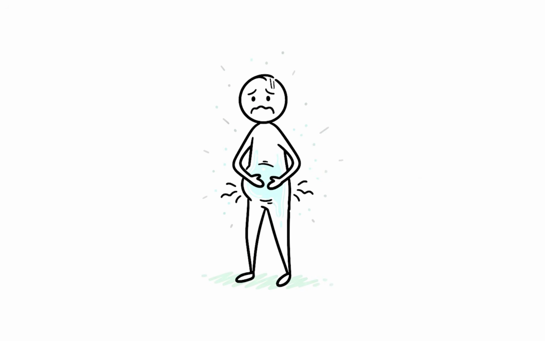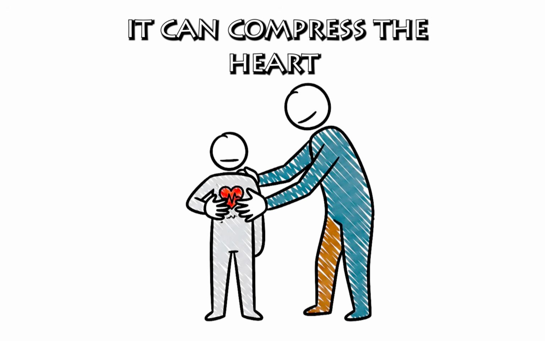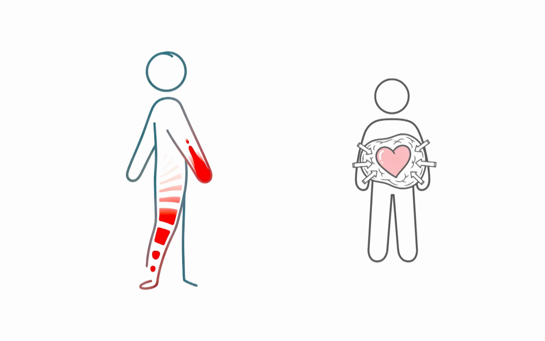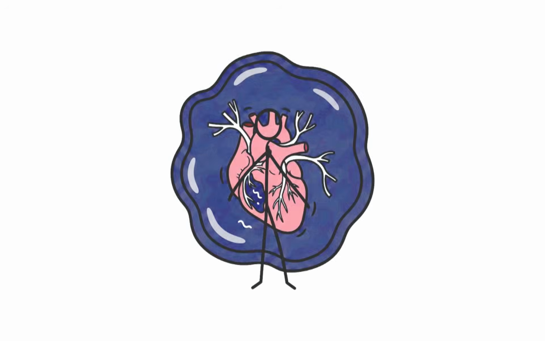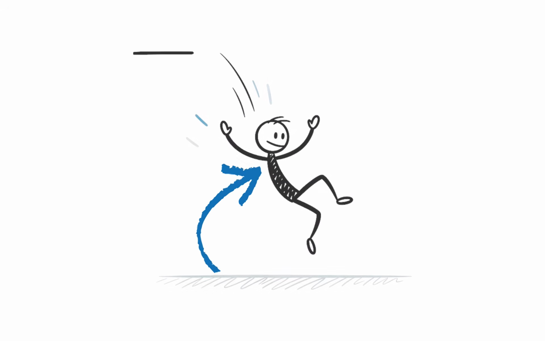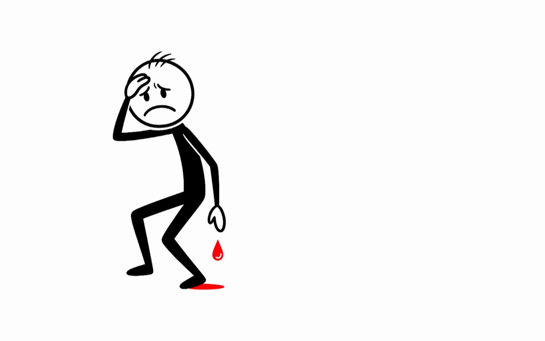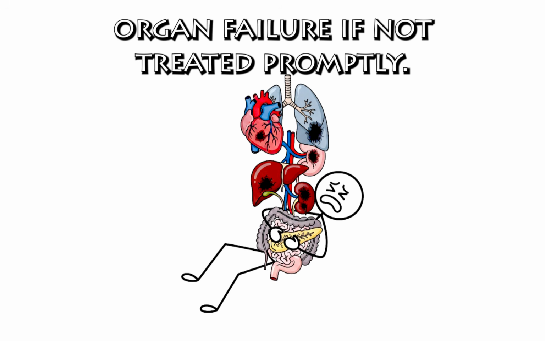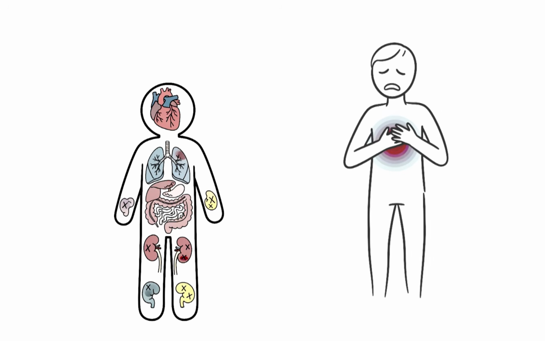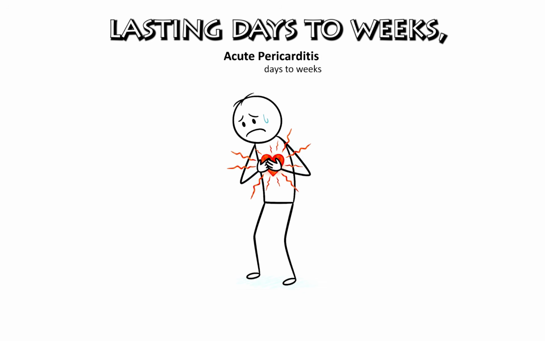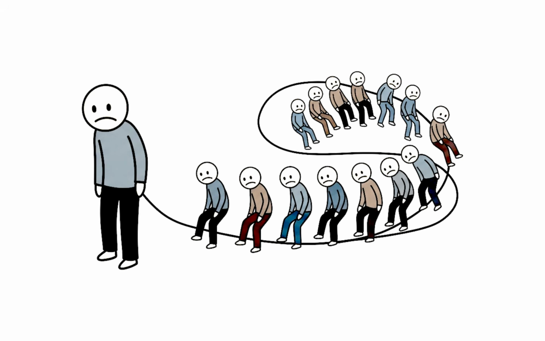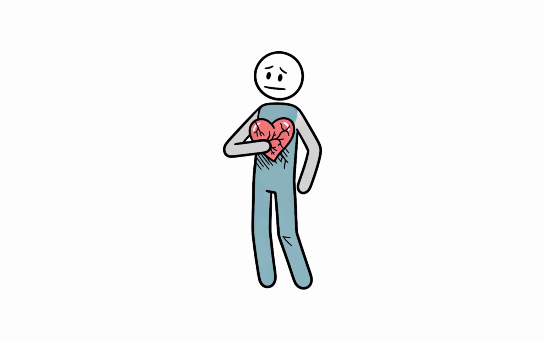If fluid builds up rapidly or in large amounts, it can compress the heart and limit its ability to fill with blood. This life-threatening complication is called cardiac tamponade. Reduced filling leads to a sudden drop in blood output, causing low blood pressure, shock, and organ failure if not treated promptly. Pericarditis may be acute, lasting days to weeks, or chronic, with recurring episodes that cause long-term discomfort and impaired heart function.